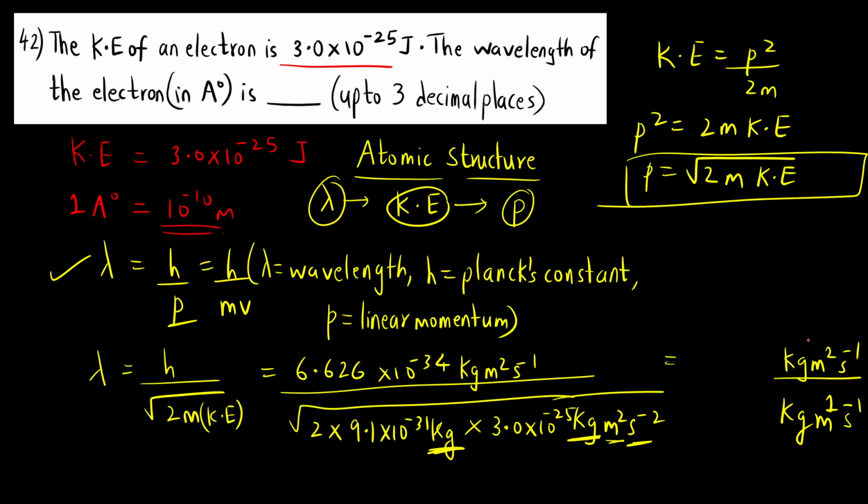Now if we cancel the units, kg gets cancelled. Mass meter and meter get cancelled. Second inverse gets cancelled. The final unit is in meter. Okay, you solve this entire thing.